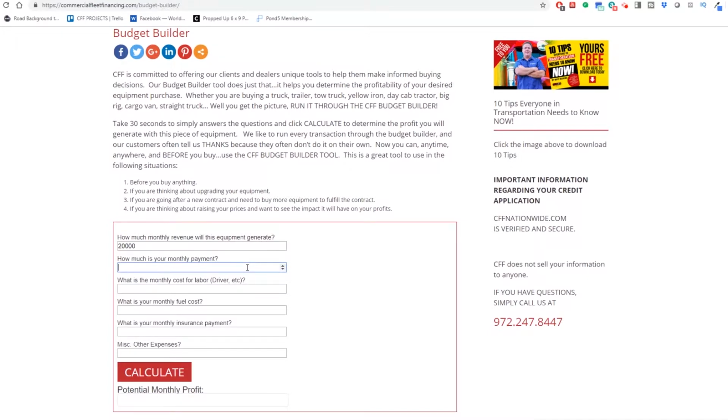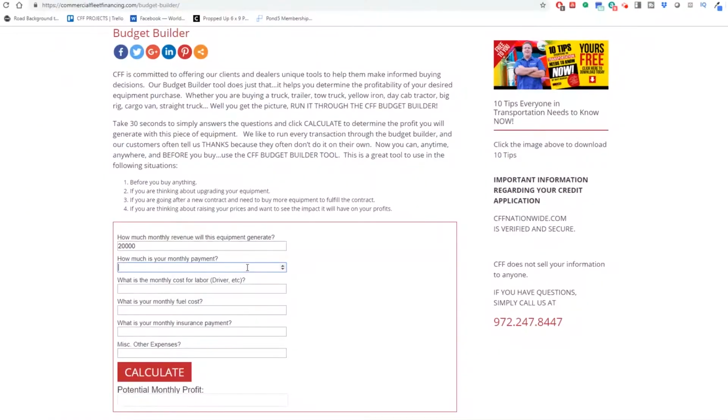The next field of the budget builder is your monthly payment. And for an example, we're going to say that you're going to buy a $75,000 truck and you're going to finance it, say, for 60 months. That'll drive your monthly payment to about $1,600 a month, so put in $1,600.